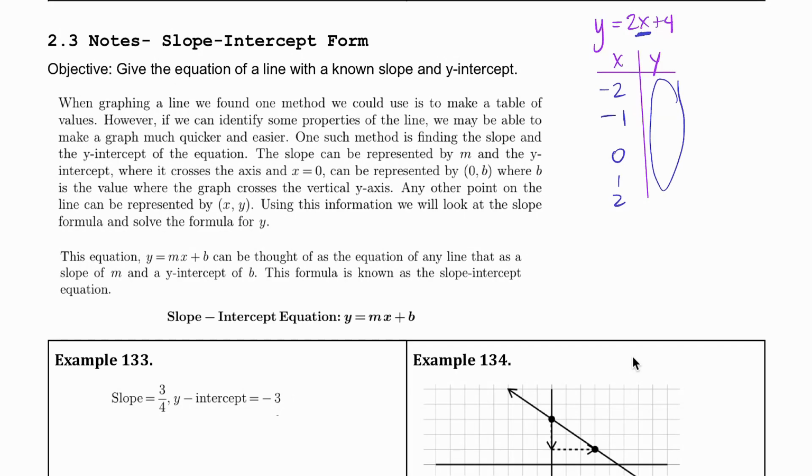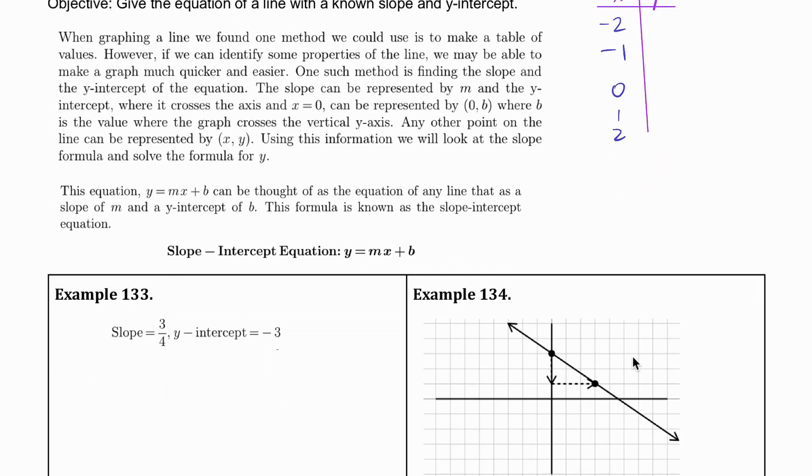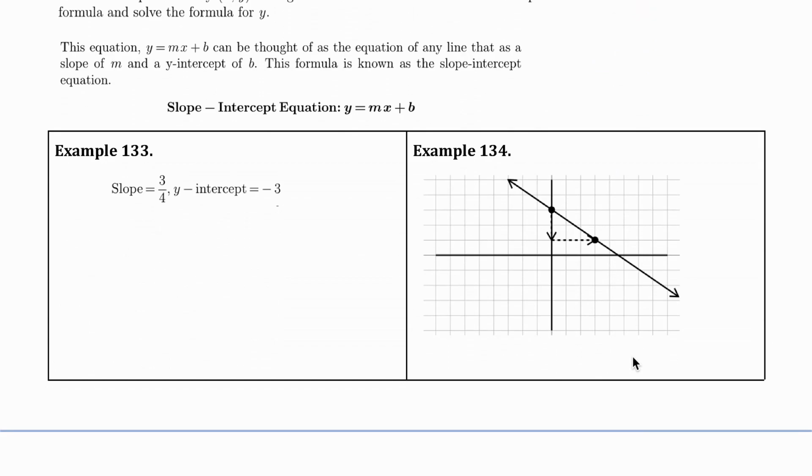This process can be a little bit tedious, so there is a quicker, easier way to graph lines, and that's using what's called slope-intercept form or slope-intercept equation. And this is probably what you guys remember from when we learned how to graph lines. Okay, so in slope-intercept form, it has two really important pieces.